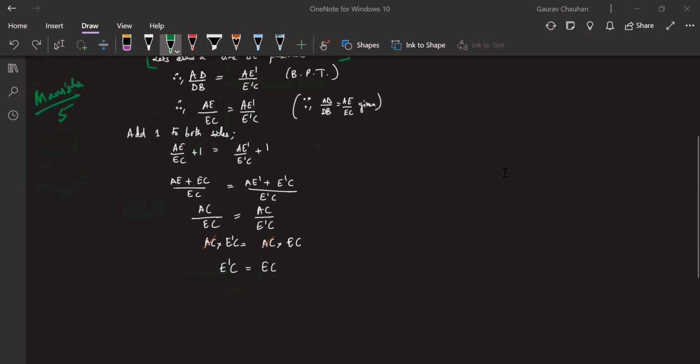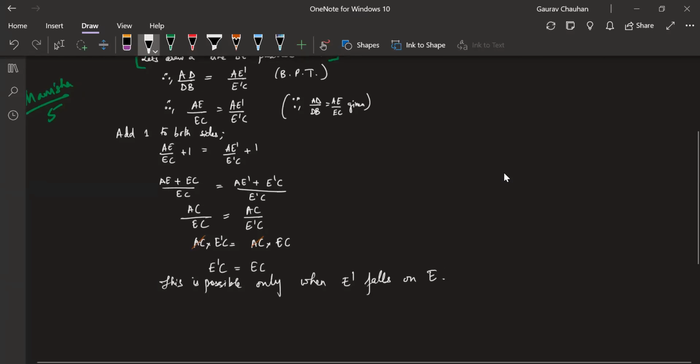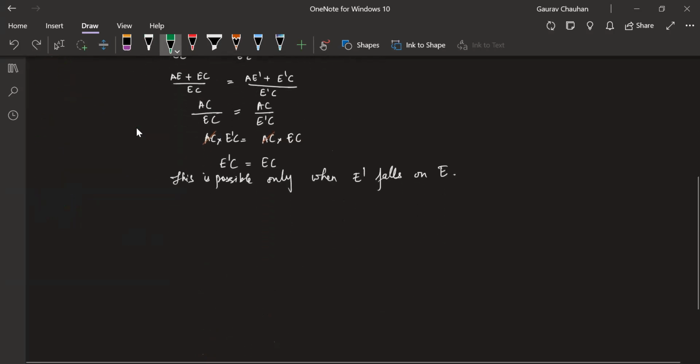Yes, sir. Okay, this is possible only when E dash falls on E. Otherwise, it's not possible because they are part of the same ray. If it was here and here, maybe we can think like that. But it's on the same ray, just overlapping and then going further away. So it's not possible unless and until E dash falls exactly on E. So this is the crucial part where we have proved that our assumption is wrong.